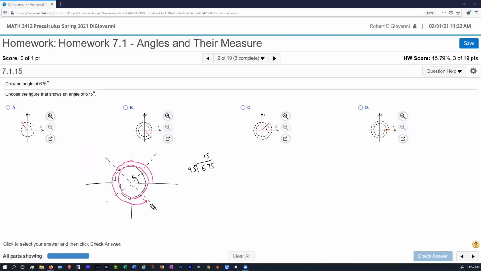Here's where we are. So looks like it can't be that one. So we went all the way around. It looks like this one. Definitely not here, definitely not here. So it's got to be B.